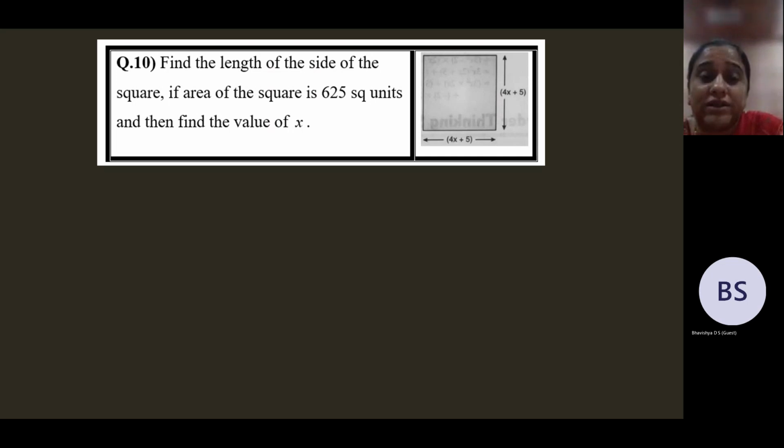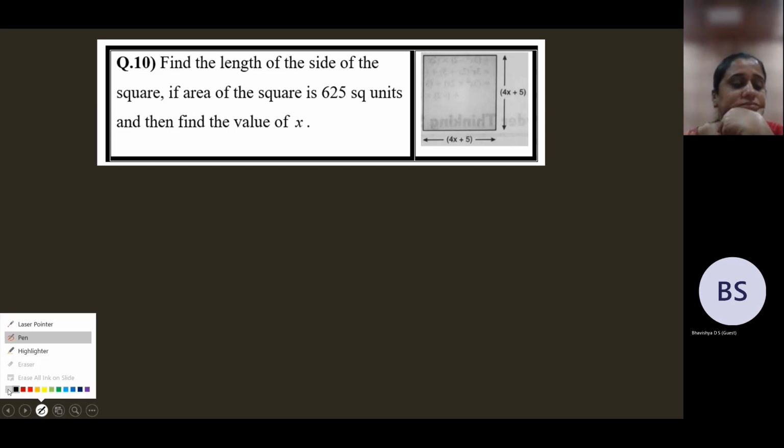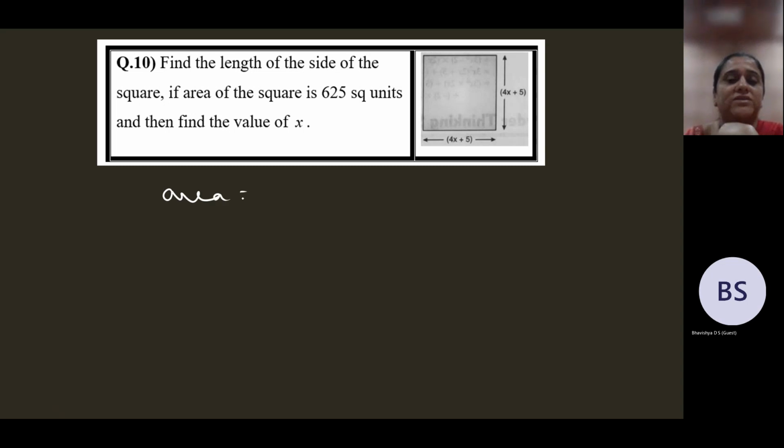Find the length of the side of the square if the area of the square is 625 square units, and then find the value of x. So you can see the figure there. There's a square and each side of the square is 4x plus 5 units. Okay, so what is given to you? Area of the square is given to be 625 square units. Yes or no?